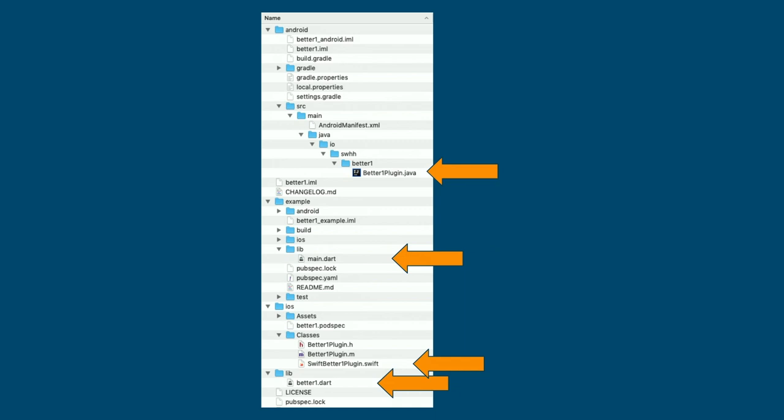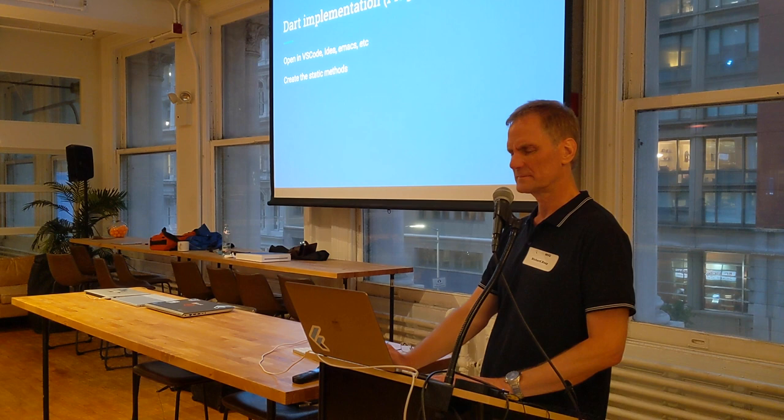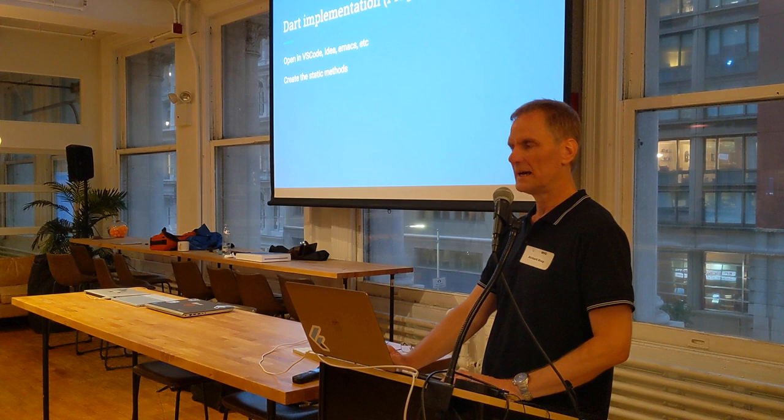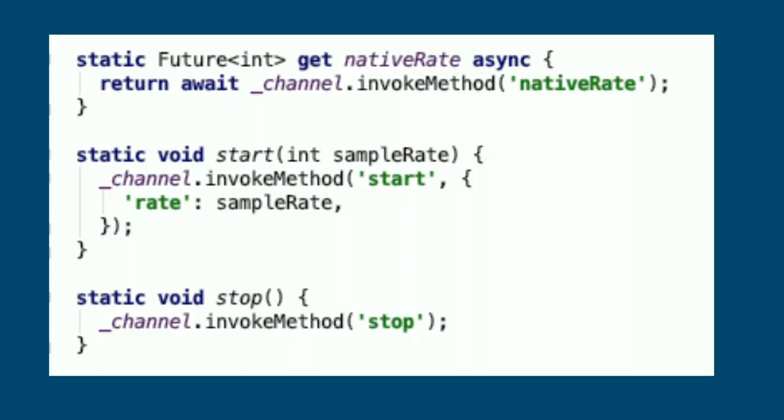So to implement, the first thing we're going to do is implement the Dart end of the plugin. So we'll open the project in VS Code or IDEA, and plugin methods are all static methods. So they all look like this. These are the ones that we're going to create first. And as I said, they tend to resolve to futures.